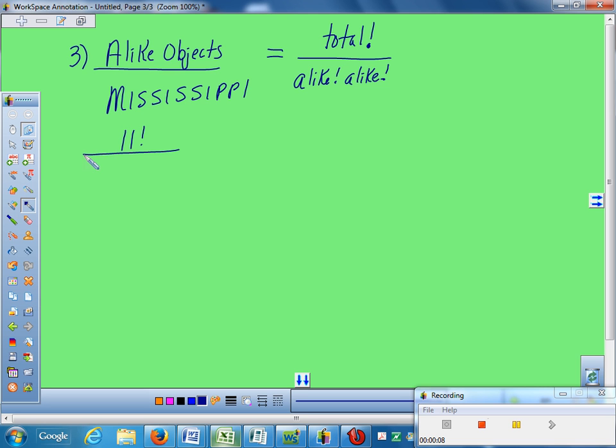4. Okay, so there's 4 S's. You would divide by 4 factorial for the S's. Okay, but you also said there were 4 I's, so you would divide by another 4 factorial because of the I's. And there are 2 P's that look alike, so you would also divide by that. So that's going to then reduce your answer. It's still really quite large. It's 34,650 ways.